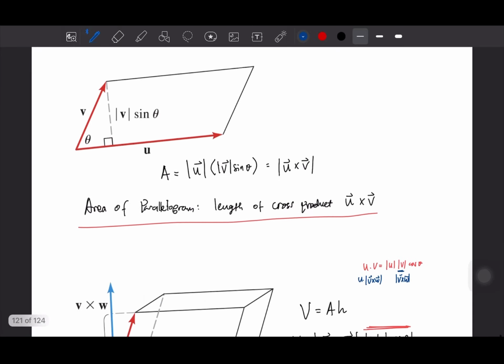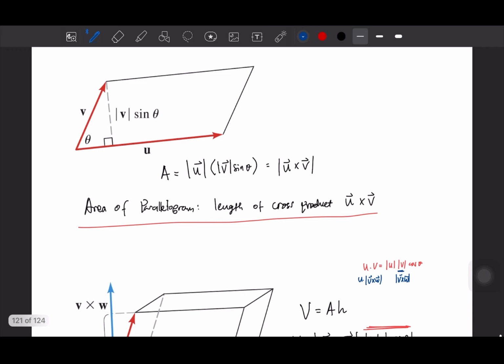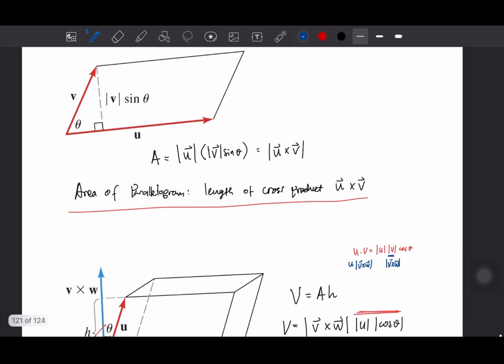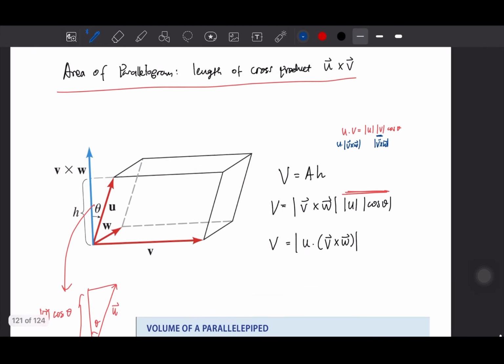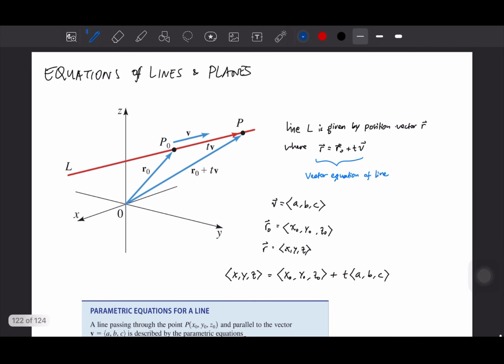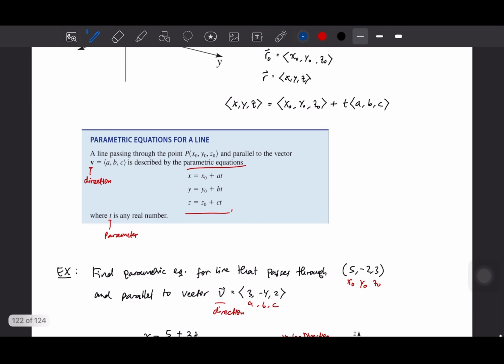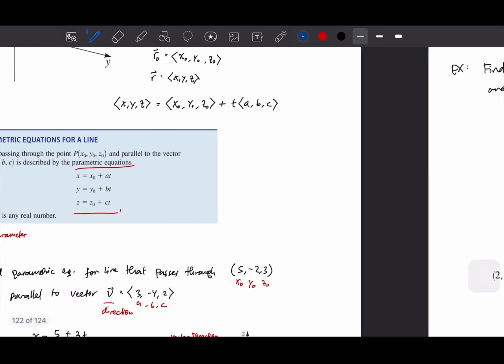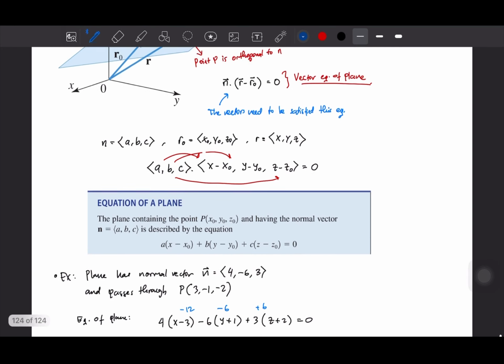Still cross product. Area of a parallelogram. Not really applicable, but you can see how we can use the cross product. Cross product, parallelepiped, volume. And lines and planes. I hope you are familiar with this because this is also related to the parametric equations. Parametric equations. Still, and then the equation of a plane.